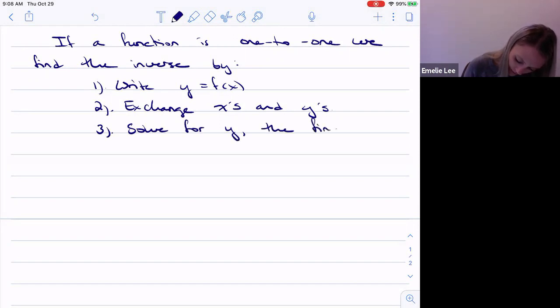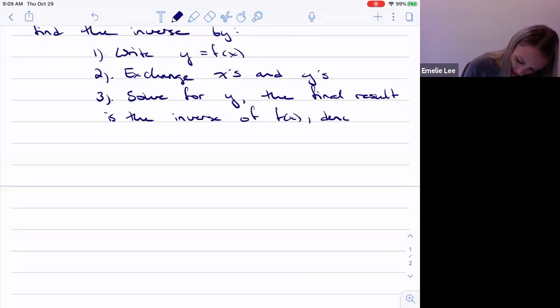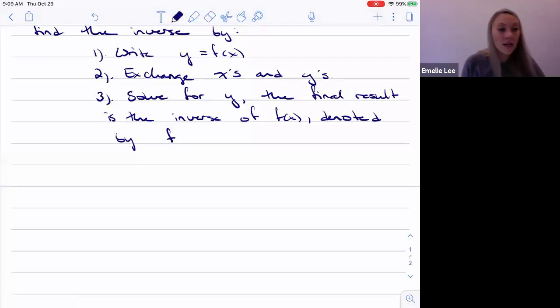The final result is the inverse of f of x, which we denote by f, and then on the f we have a little to the -1 of x. It's really important that you put it on the f, right? F of x to the -1 is just 1 over f of x. That's not what we're doing here, right? The inverse is something different.